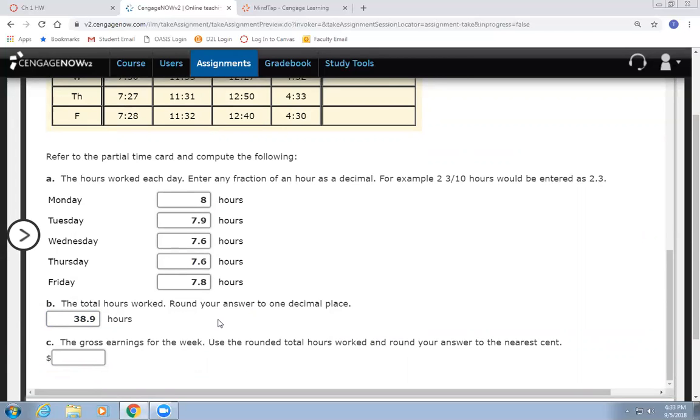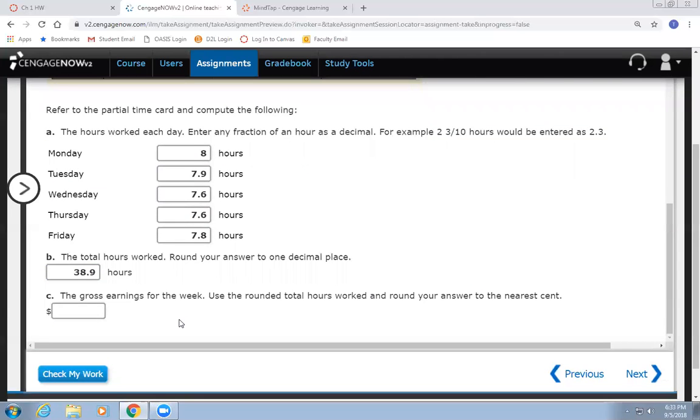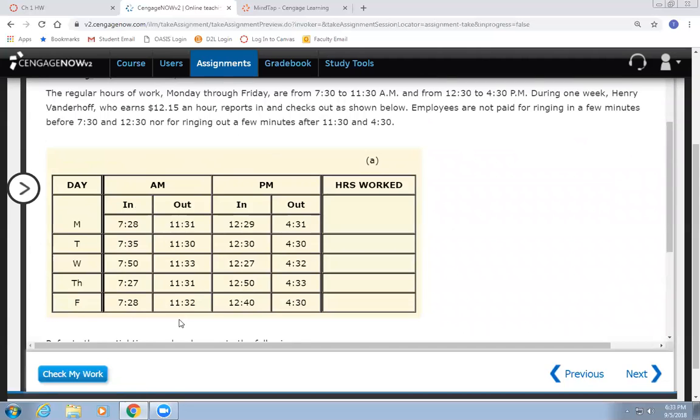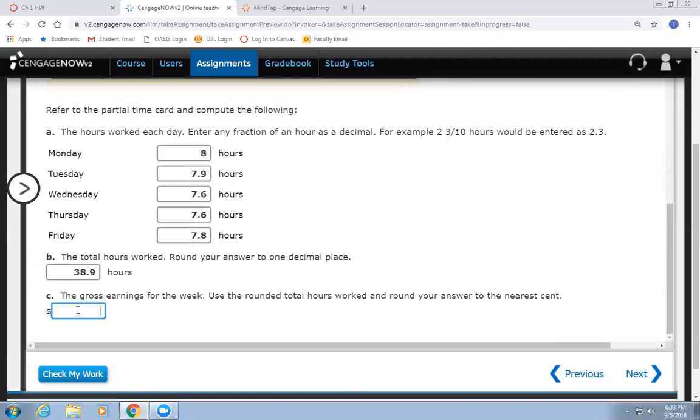Who knows, right? And then C, it just wants us to calculate his gross earnings. Well, he makes $12.15 an hour. So what are his gross earnings for the week? 472 and 64. Very good, $472.64.